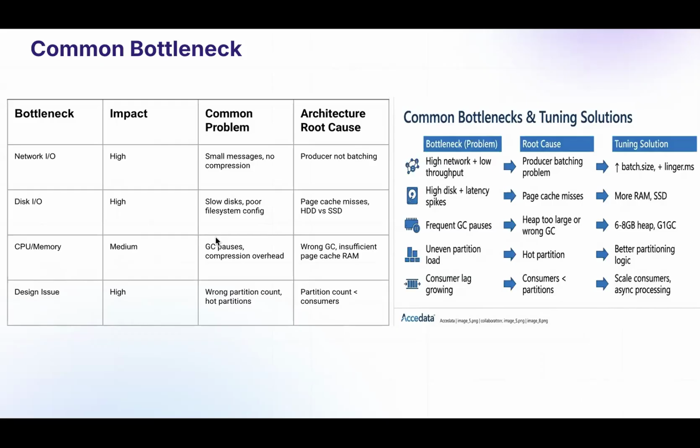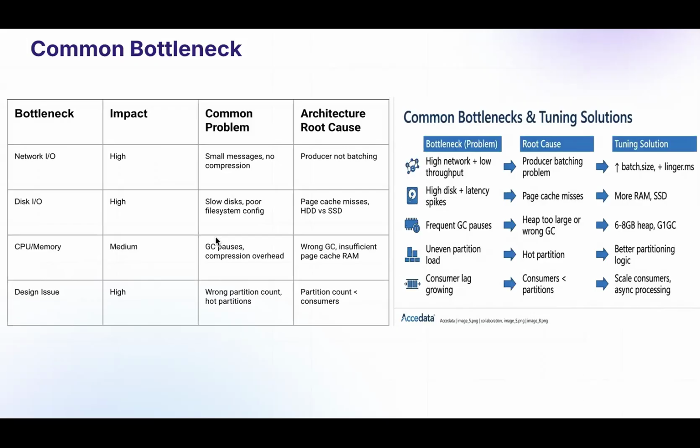CPU and memory issues typically manifest as GC pauses. If your heap is too large and you're using the wrong garbage collector, you'll see periodic freezes. The fix is right-sizing your heap to 6 to 8 GB and usually using G1 GC.